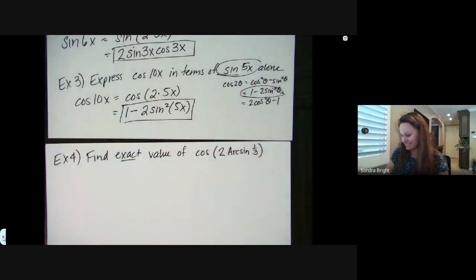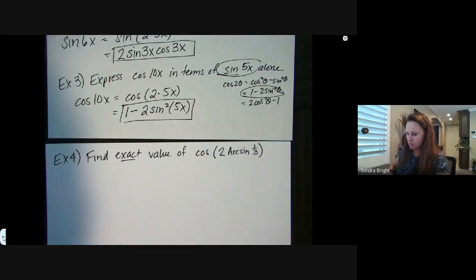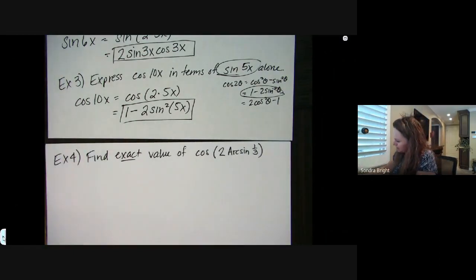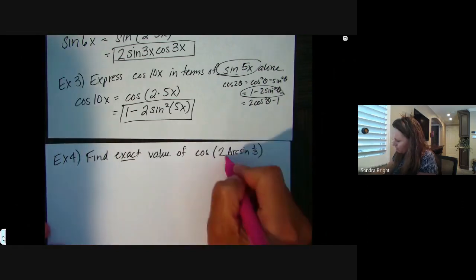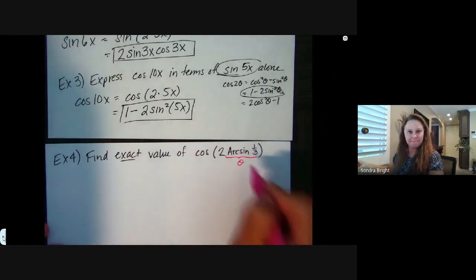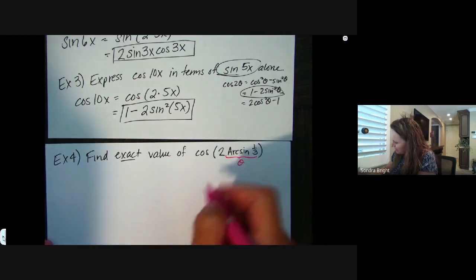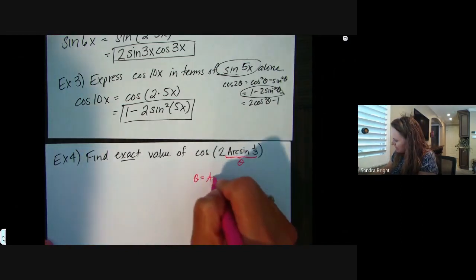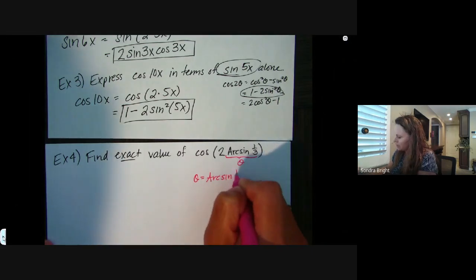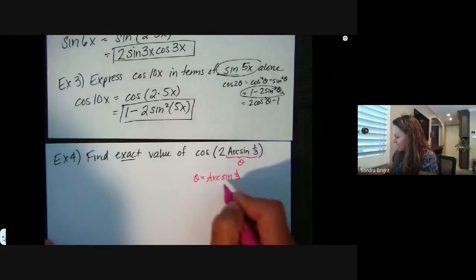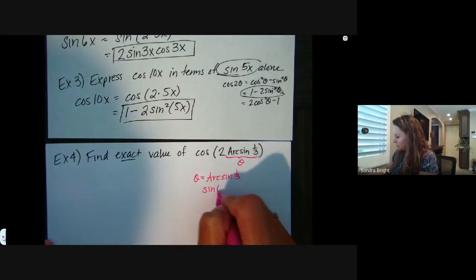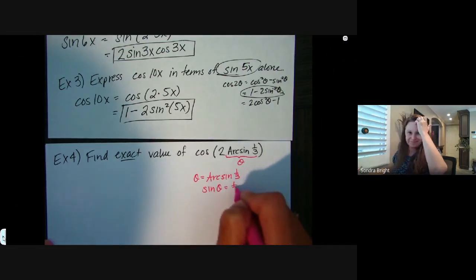Yeesh, right? Okay, so here's how you're going to do it. You are going to let arc sine of 1/3 be your theta. So that means if theta is arc sine of 1/3, this means the same thing as sine of theta is equal to 1/3.